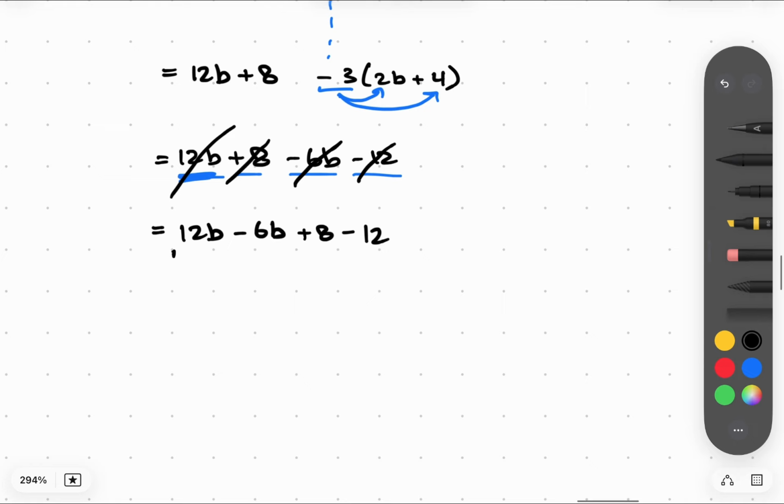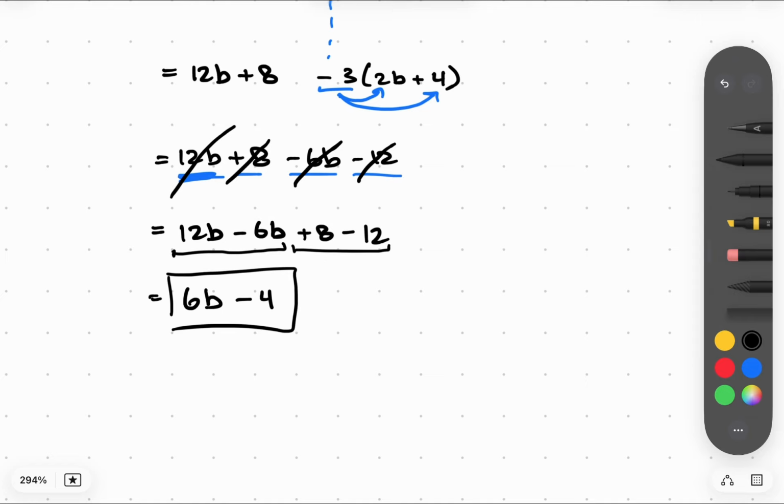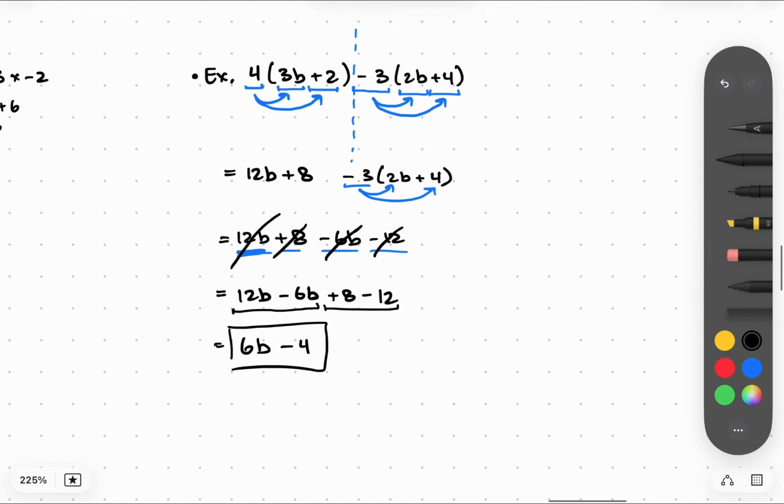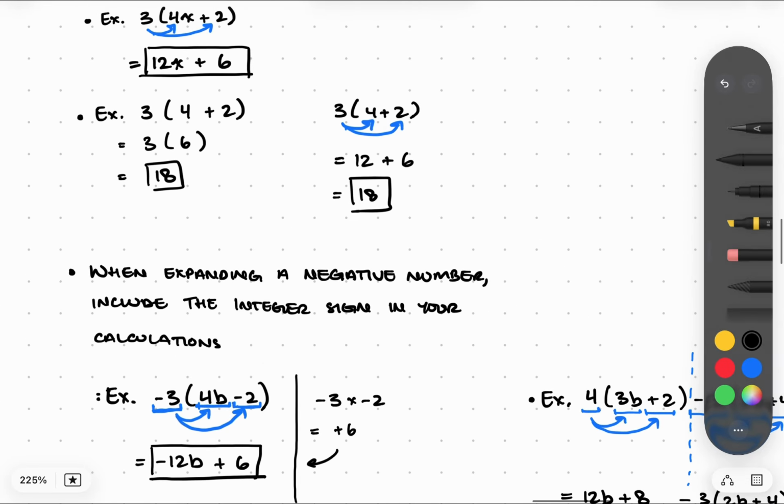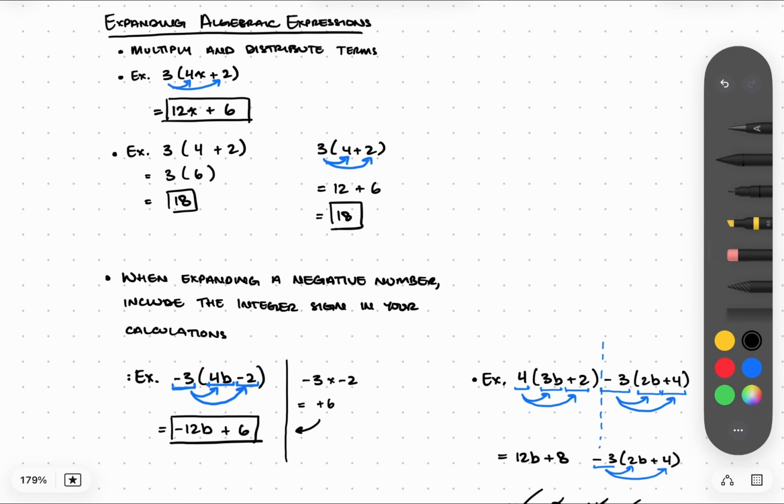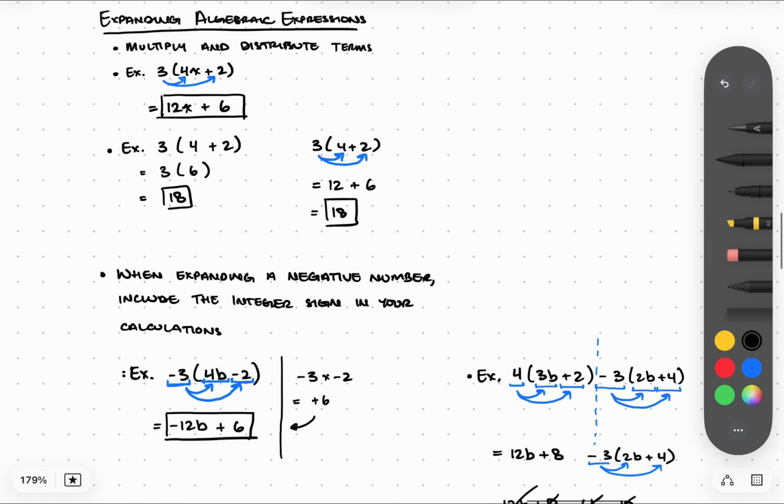All right, so now I have my like terms grouped together, and I will now do 12b minus 6b, which is 6b. And then I will have positive 8 minus 12, which is going to be negative 4 or minus 4. And that is my response there. So that right there is a quick overview of expanding algebraic expressions.